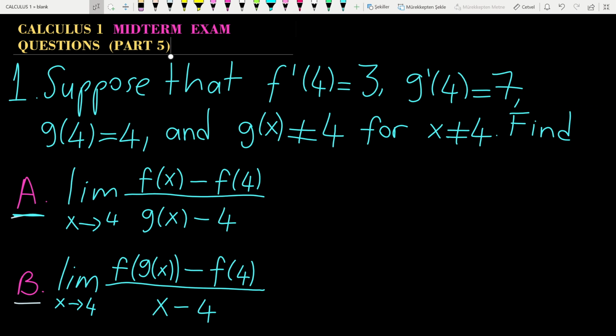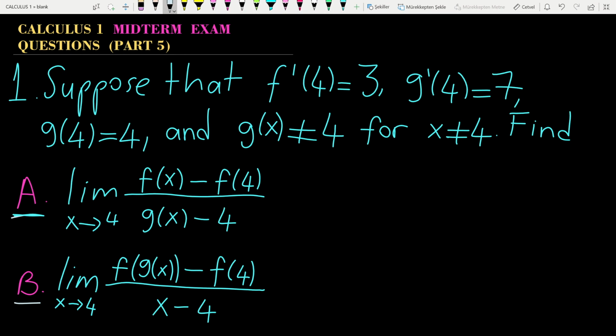Hello everyone, this is the fifth part of Calculus 1 midterm exam questions. This part includes 5 nice questions from previous Calculus 1 midterm exams. And let's look at the first question.